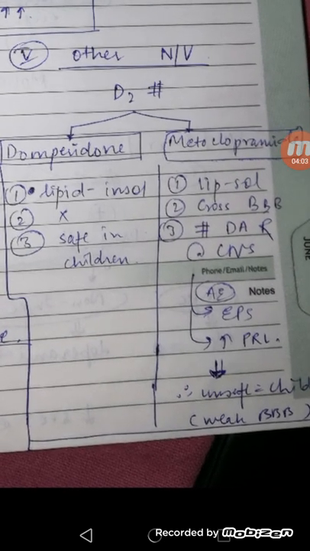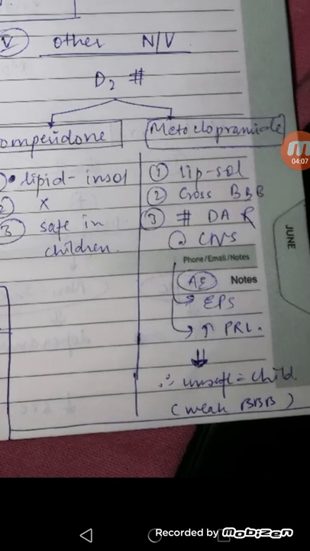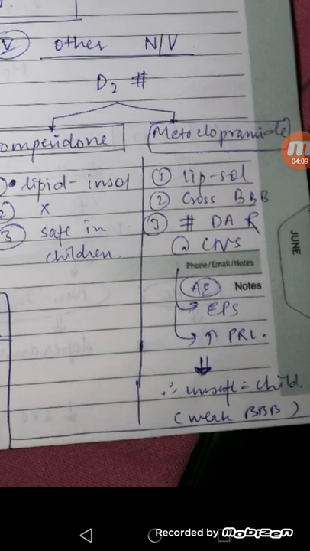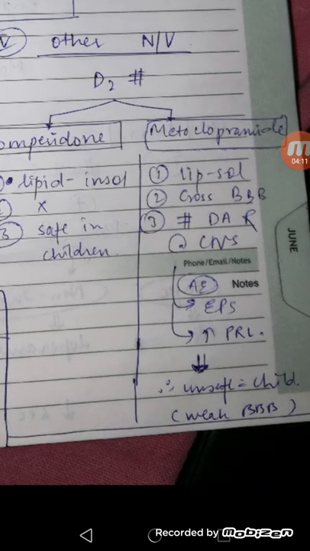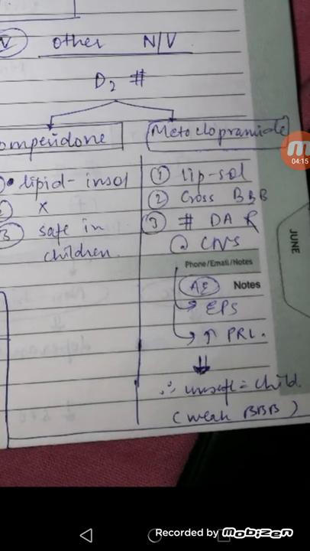Metoclopramide, first we'll discuss. It is lipid soluble, so it will reach the CNS. It will cause CNS toxicity. It also inhibits dopamine receptors. So obviously it's a D2 blocker. It will also inhibit the dopamine receptors in the CNS, in the brain, and because of that dopamine will decrease.